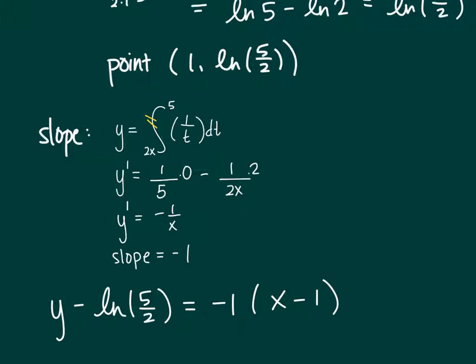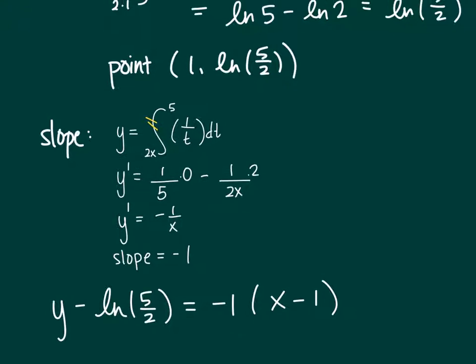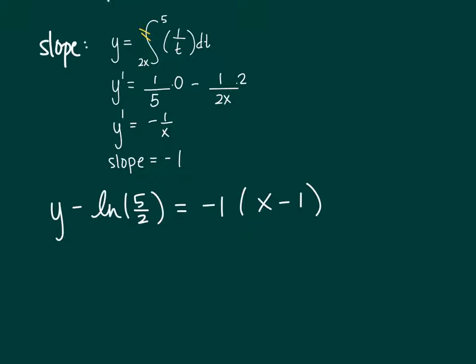You don't have to simplify that. If you want to, you can distribute the negative 1. You do not have to, though. That's not part of the requirement. If it makes you feel better, to have negative 1x plus 1 plus the natural log of 5 over 2 as your answer, that would be fine. Doesn't matter, but you don't have to.